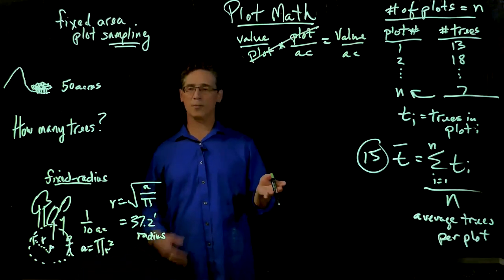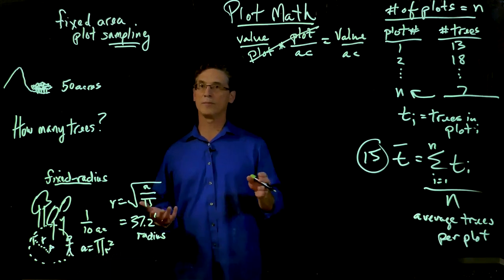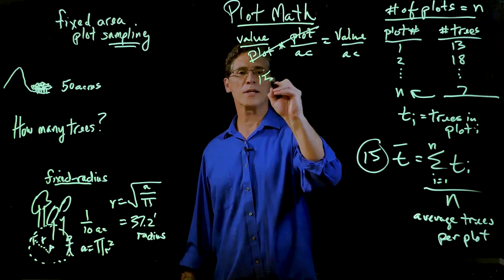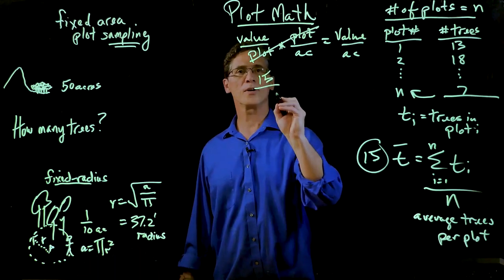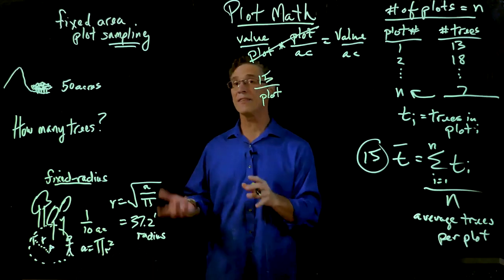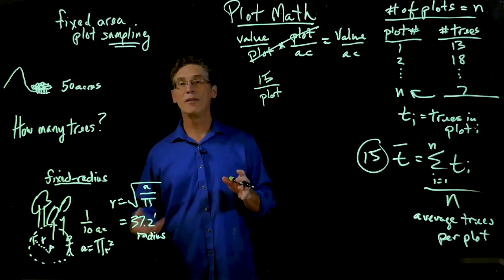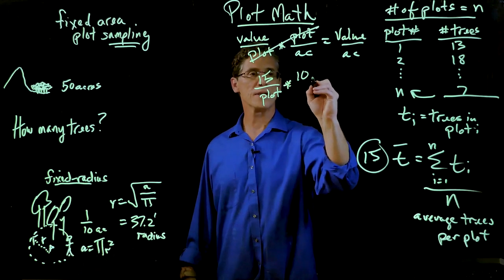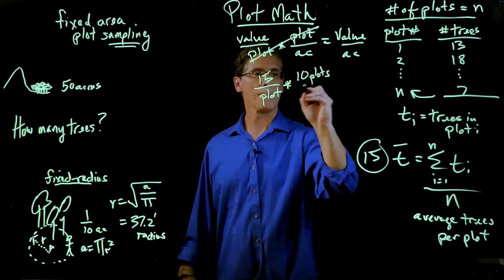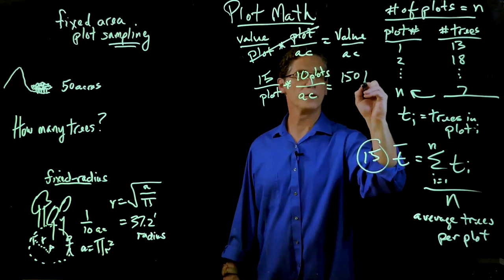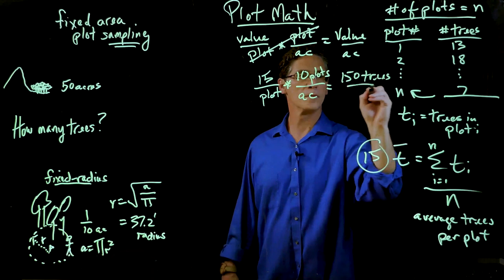So let's use the numbers that we've already generated to solve this. Okay, in this case, the value is the number of trees. So we've got 15 trees per plot. Now, if it's a 10th acre plot, there are 10 plots in an acre. So times 10 plots per acre equals 150 trees per acre.